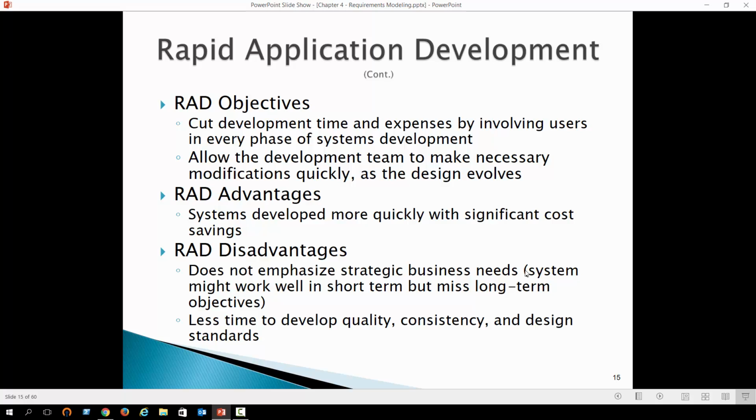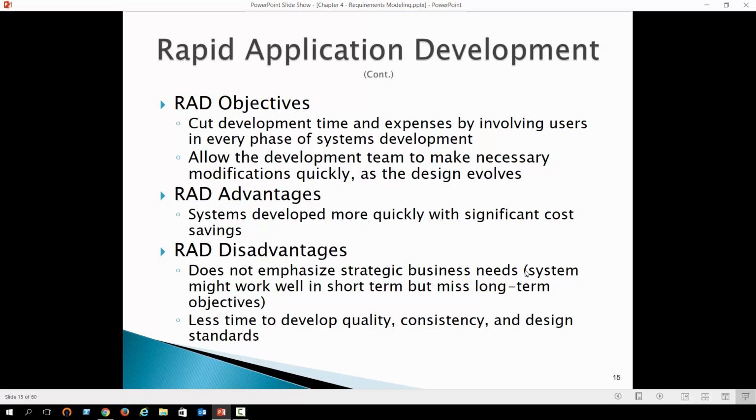So, objectives: cut development time and expenses by involving users in every phase of the system's development, and allow the development team to make necessary modifications quickly as the design evolves. Now, a lot of times today with rapid application development, we also see the incorporation of time. What I mean by that is we have a team here in the US that works on the project 8 to 5. It's then shipped over to another country who's getting ready to start their day. They work on the project, and then it goes to another country that has specialists, etc. That way we can do this over a 24/7 period of time.